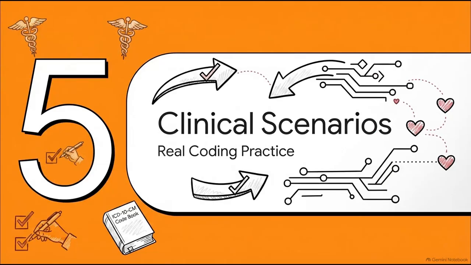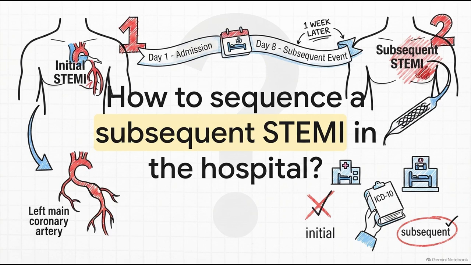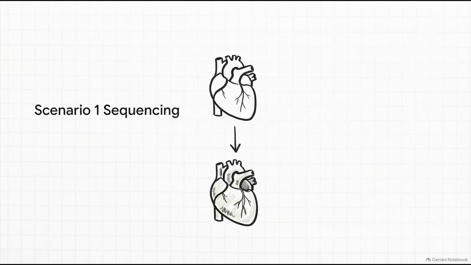All right, Section 5, Clinical Coding Scenarios. Let's put this logic to the test. Picture this real-world scenario. A patient is admitted with a STEMI of the left main coronary artery. A week later, while they're still in the hospital, they suffer a completely new anterolateral STEMI. How are we sequencing this? You apply that 4-week rule perfectly, since the reason for admission was the initial event. Your principal diagnosis is I21.01 for the left main STEMI. Your secondary diagnosis is I22.0 for the subsequent anterior wall event that happened during the stay.